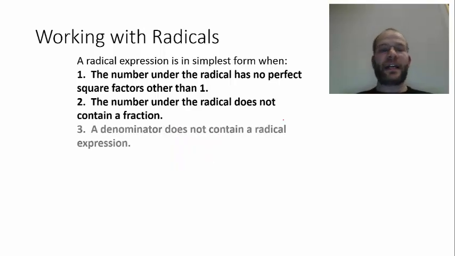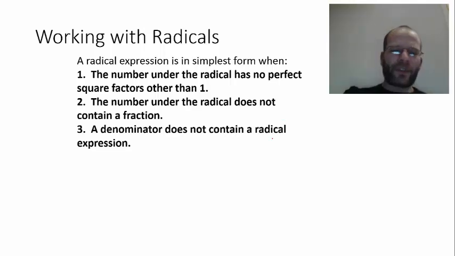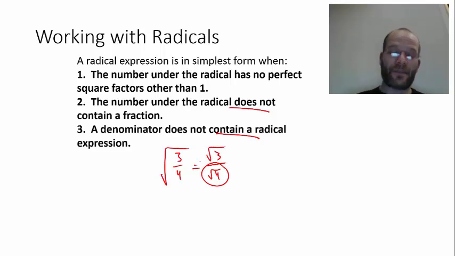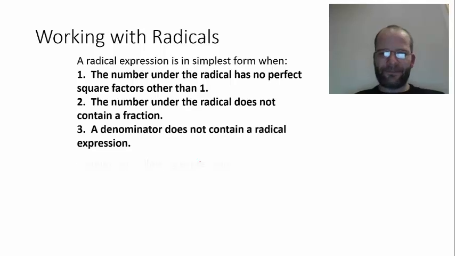Third rule is that a denominator does not contain a radical expression. So for instance, if we go back to the example of the square root of 3/4, that's equal to the square root of 3 over the square root of 4. You can see that in fixing a number 2 problem, we ended up with a problem under category 3 because we have a radical down in the denominator. We've already seen how we can fix it in this particular example, although it's not always that easy. Sometimes we have to take other steps in order to get rid of that radical. Let's take a look at that.